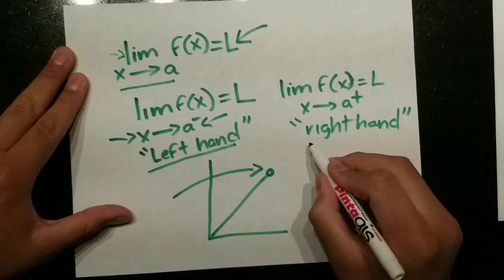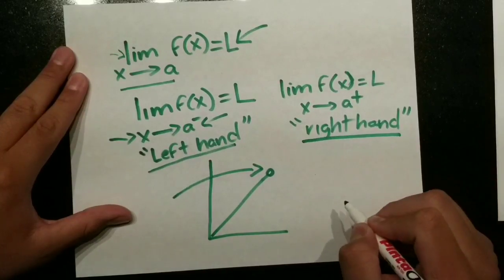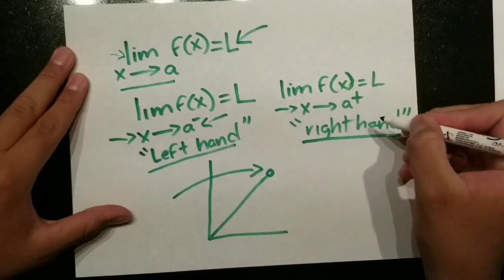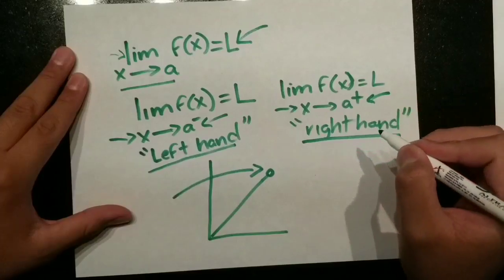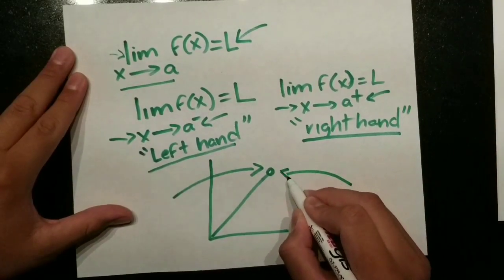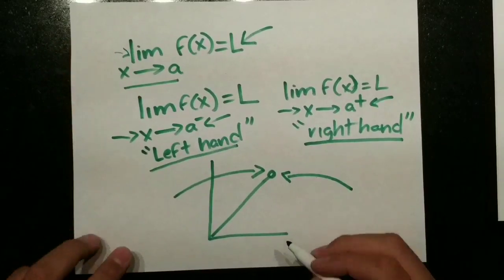The next notation is called the right-hand limit. The notation means that as x gets closer to a but remains greater than a, the corresponding values of f of x get closer to L.